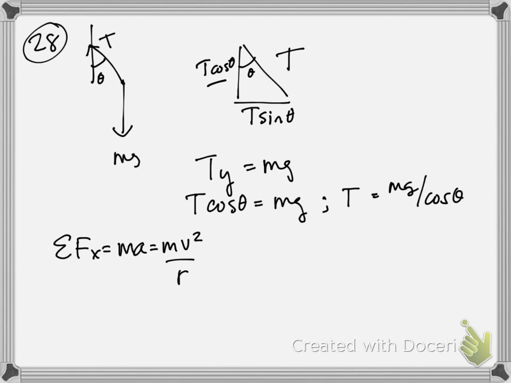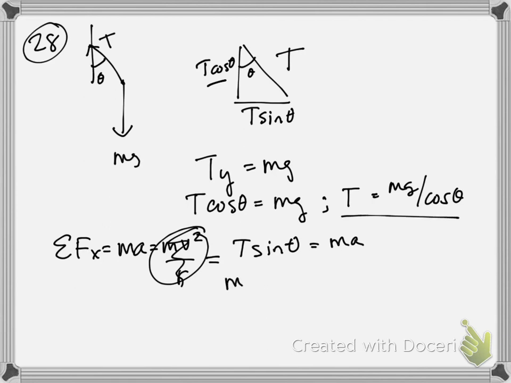Now, what's providing the force in the x direction? Well, it's T sine theta. So T sine theta is mv squared over r, but we don't need any of that information. We're just looking for the acceleration. So we can say T sine theta equals ma. Now I can take what I substituted for T, and say mg over cosine theta times sine theta equals ma. My masses cancel out. My sine theta over cosine theta becomes tangent, and I get a is equal to g tangent theta, which is answer number D.